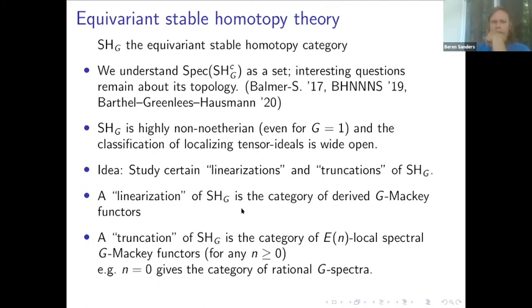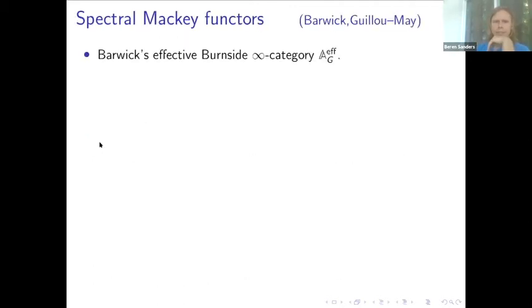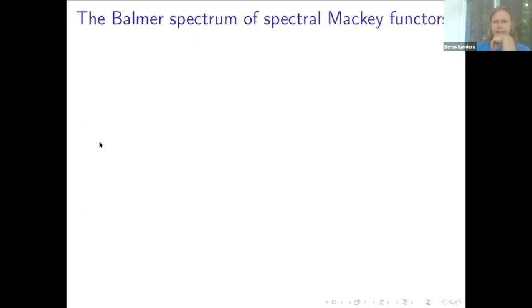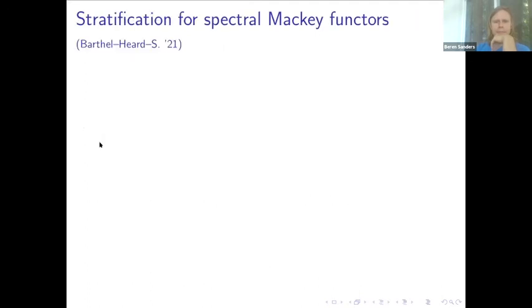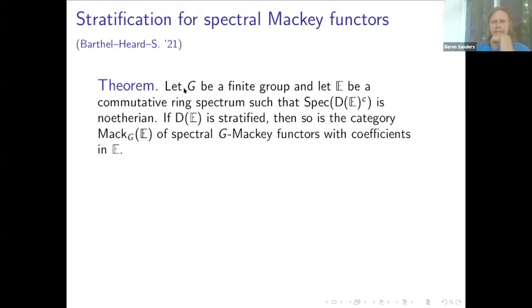We are able to completely classify the localizing tensor ideals of the derived category of Mackey functors and these categories of En local Mackey functors, which I'd like to think of as linearizations and truncations of the G equivariant stable homotopy category. Skipping the discussion of spectral Mackey functors, the theorem we prove is that if G is a finite group and E is a commutative ring spectrum whose derived category has Noetherian spectrum, and if the derived category of that ring spectrum is stratified, then so is the category of spectral Mackey functors with coefficients in E. That's the theorem we prove.